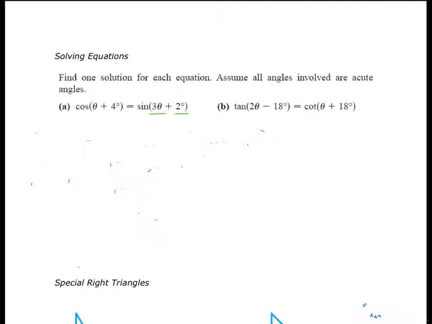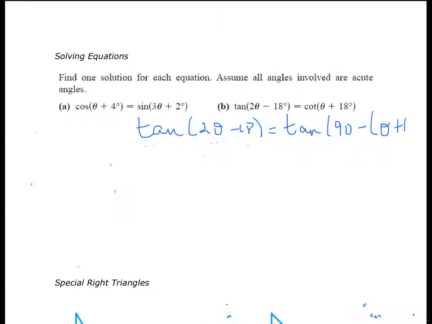Again, we're going to be working on B so that we can get it taken care of. Okay, so we're going to look at B, so we get tangent of 2 theta minus 18 equals, and we're going to convert this to tangent. So now we're going to have tangent 90 minus, and make sure you open up a set of parentheses, theta plus 18, close parentheses.